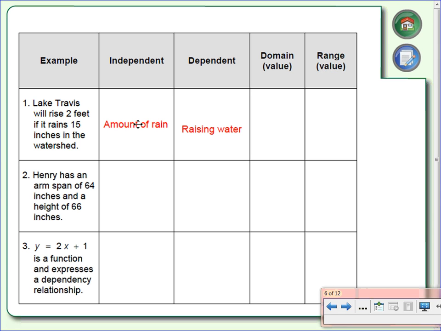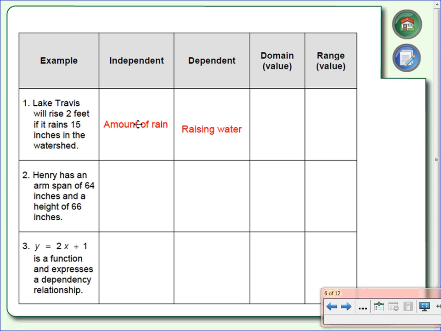Obviously, if it doesn't rain, is it going to rise any? No. If it rains 20 inches, is it going to rise? Yes. So the amount of rain is called the independent. The rising water is the dependent.